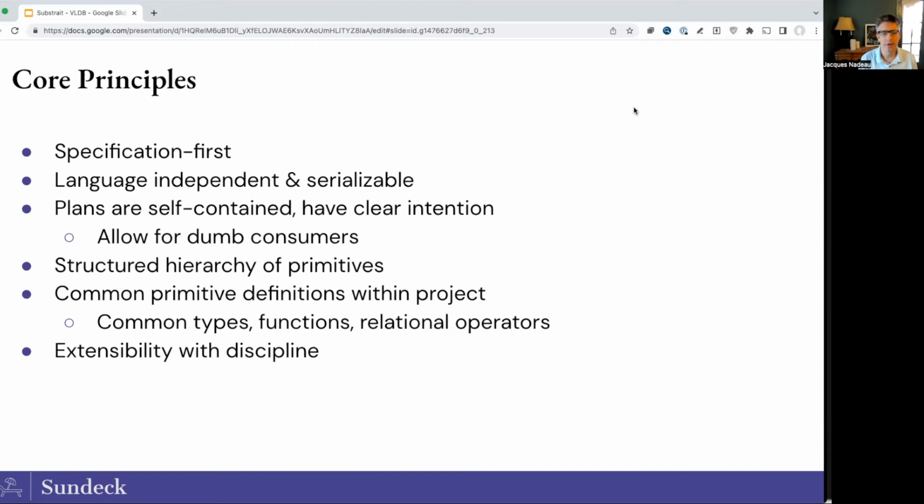On top of that, we also wanted to have a very clear definition of plans, and have plans that are basically self-contained, have clear intention, and really allow for dumb consumers. One of the challenges with working with SQL is that you need a fairly large amount of information to try to figure out what's going on.